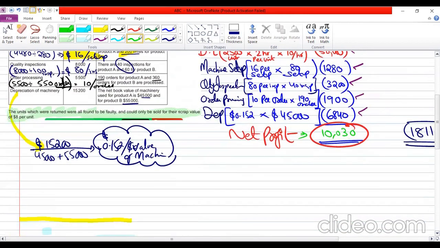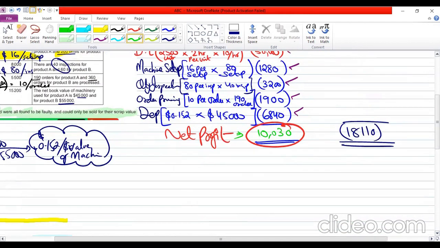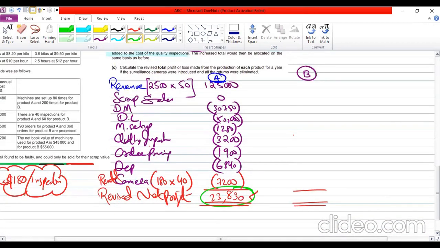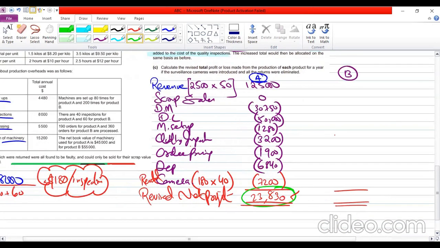Product B without the surveillance has a loss of 18,110. With the surveillance, it's a profit of 9,490. Very nice. It's a profit of 9,490. A loss-making product is going to be a profitable thing.